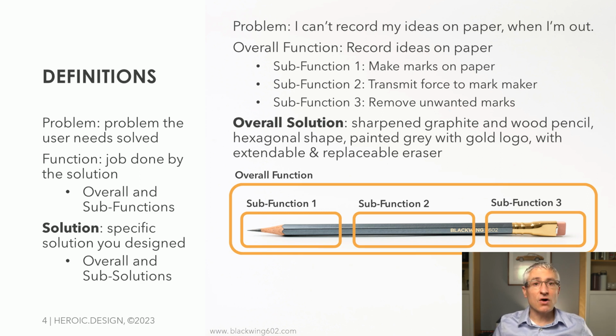Making the marks is solved by the sharp graphite point and the wood that supports it. The hexagonal body of the pencil transmits the force to the tip of the pencil. And the eraser assembly removes the unwanted marks. This particular eraser is extendable and replaceable when it wears out.